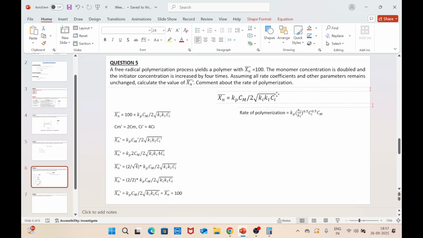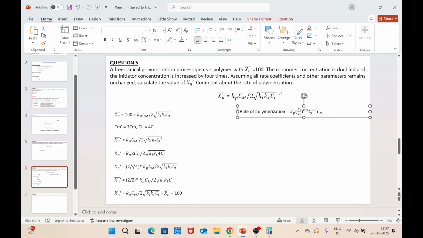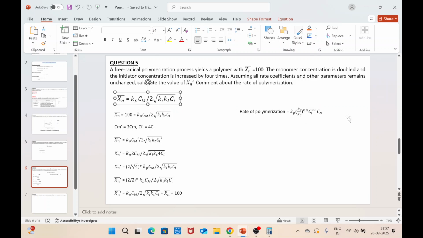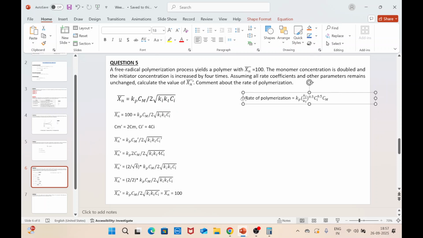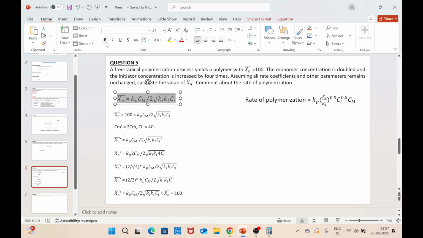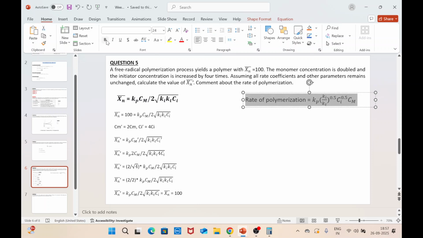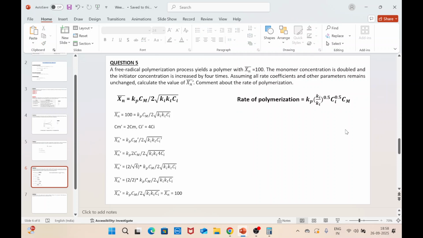So based on this, we are supposed to, let me make it like two columns. Let me bold this. So now we have to comment also about the rate of polymerization. So substituting what we have previously to here, how much we get. So let's do that substitution as well. So please do it parallelly along with me so that it will be useful.